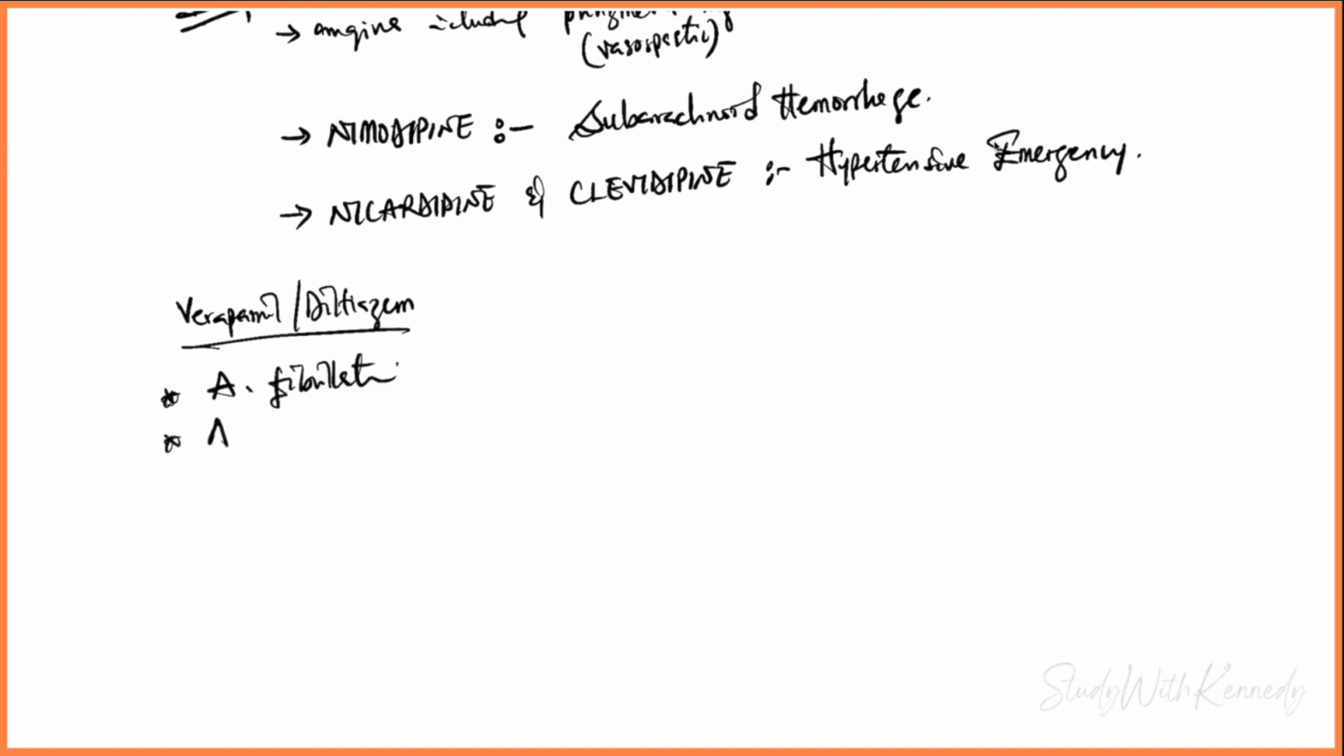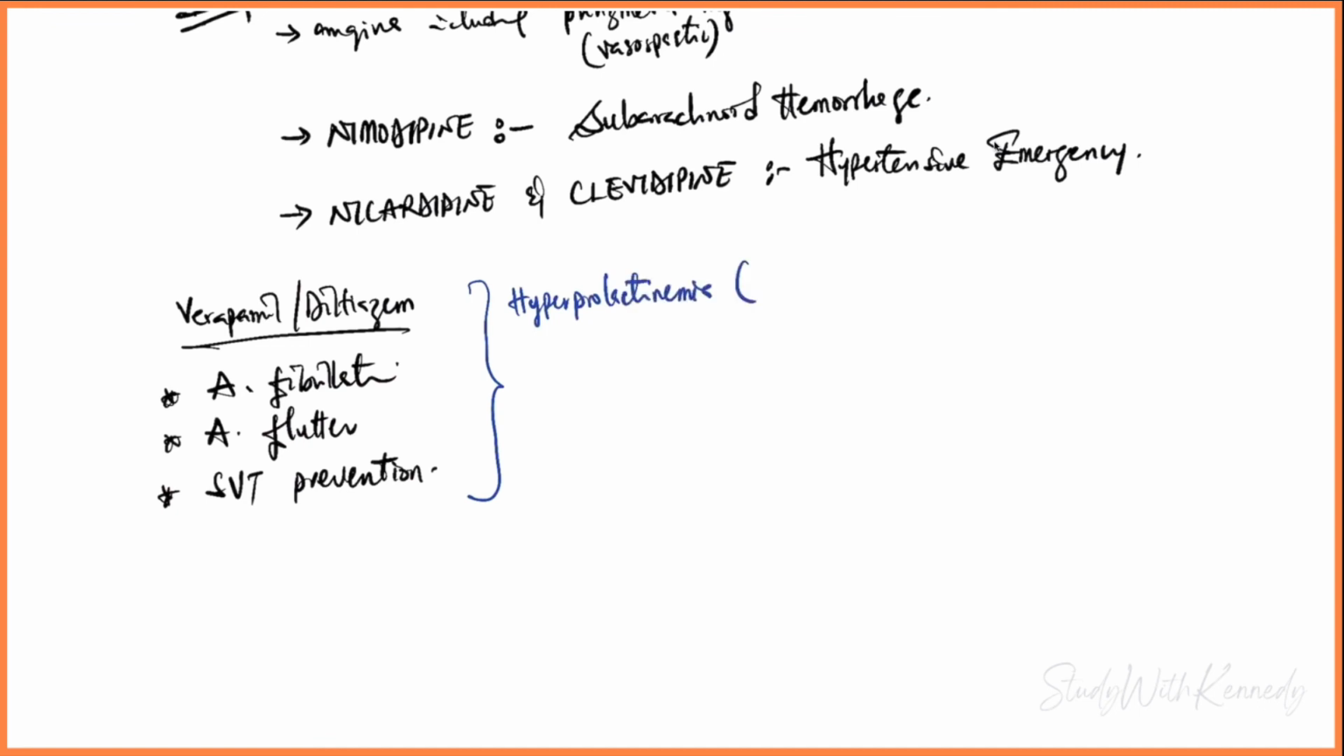We use them for atrial flutter. We use them for supraventricular tachycardia prevention. So we use them to prevent supraventricular tachycardias. You want to remember that. And then we talk about side effects of these medications. Specifically, verapamil and diltiazem tend to cause hyperprolactinemia, especially verapamil. So you want to remember this for verapamil.